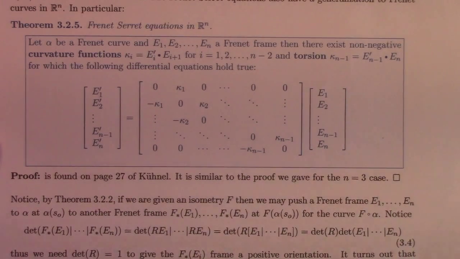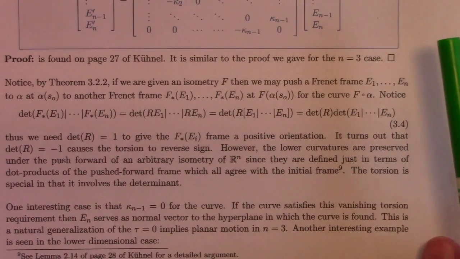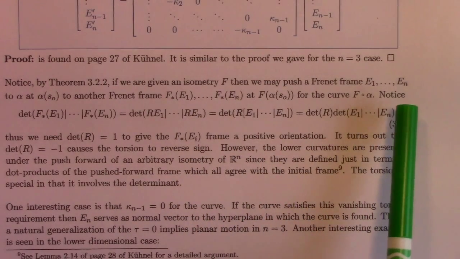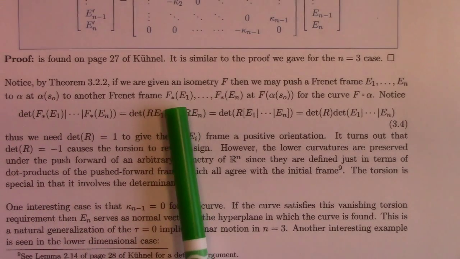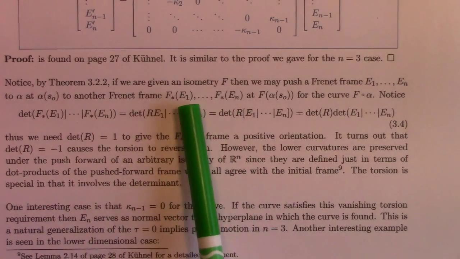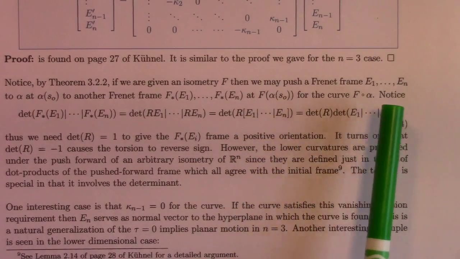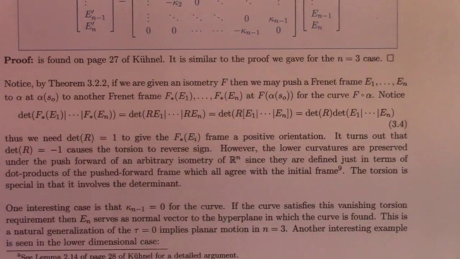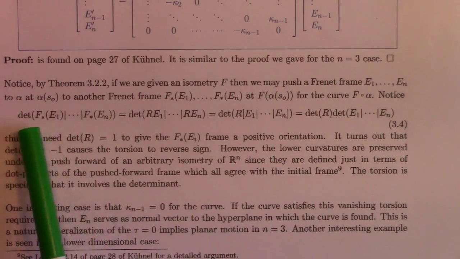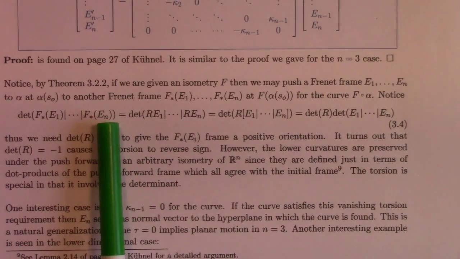Now, I would point out that by theorem 3.22, if we're given an isometry f, we can push a Frenet frame, E1 through En, to another Frenet frame, the push forward frame, f star E1 through f star En, at the transformed point, f of alpha of s naught, and that's for the curve transformed by the isometry f composed with alpha. And you can calculate then the determinant of the push forward frame, which would be this, the attitude of the pushed forward frame.